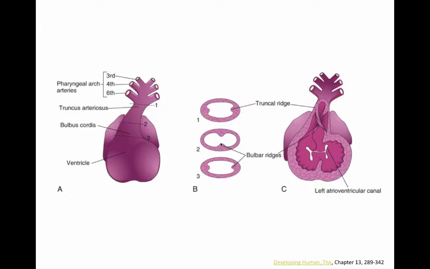So here's the bulbar ridge, here's the truncal ridge, and as those form, again, we get this spiraling, or that aorticopulmonary septum. Again, if this was coming off the right ventricle, this would be the pulmonary circuit. This is off the left ventricle, this would be the aorta circuit.